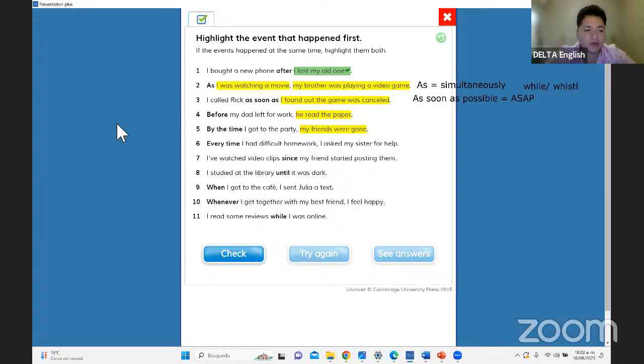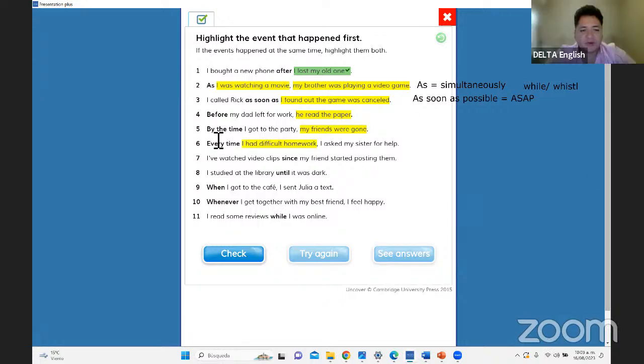All right, can you help us, Miguel, with the number 6? Every time I had difficult homework, I asked my sister for help. Good. So which one happened first? Had difficult homework or asked the sister? In this case, you can highlight both if they happen at the same time. First is I had difficult homework.